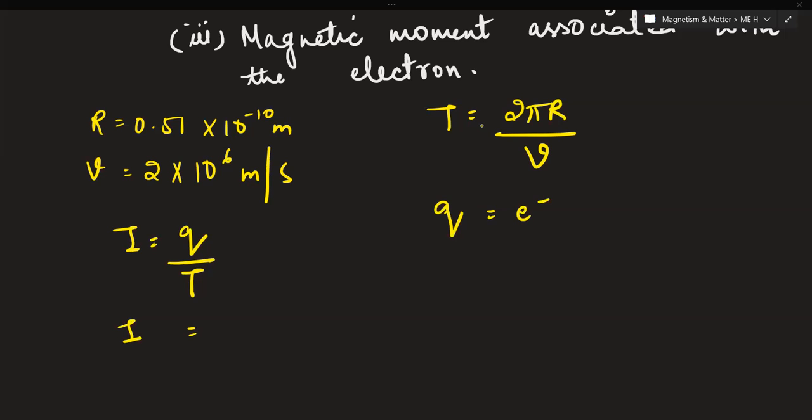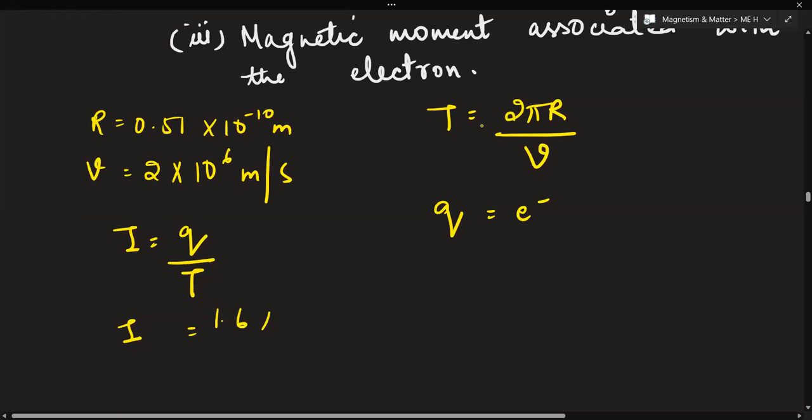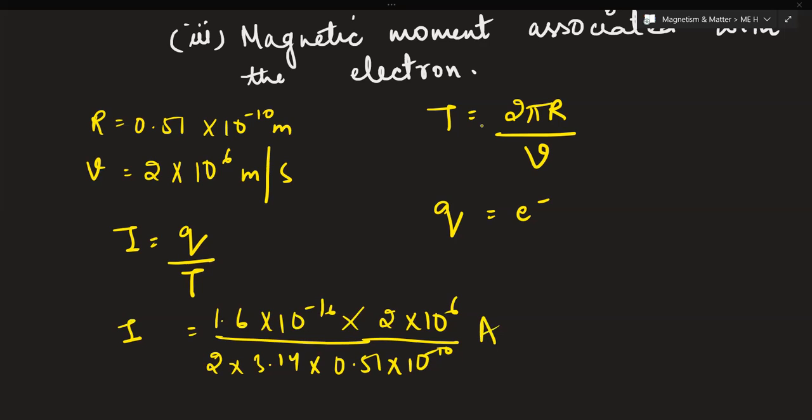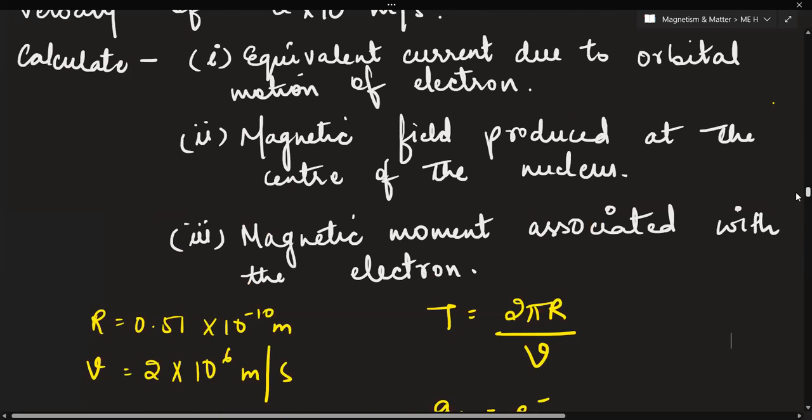All right. So charge is 1.6 into 10 to the power minus 19 divided by time, 2 pi r. So 2 into 3.14, radius is 0.51 into 10 to the power minus 10. R will go up, 2 pi r divided by velocity, 10 to the power 6. This much amperes will be the current. Just solve it and check. So after solving, just check everyone. Z is getting 0.99 into 10 to the power 5. So I think the answer should be this only, 0.99 into 10 to the power 5.